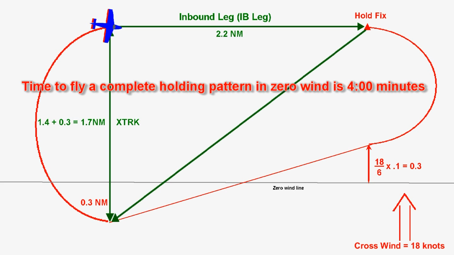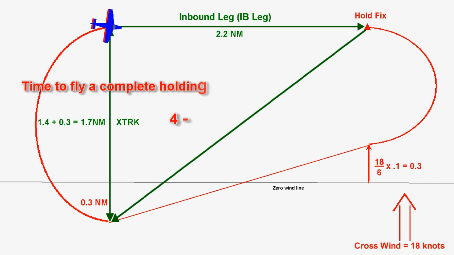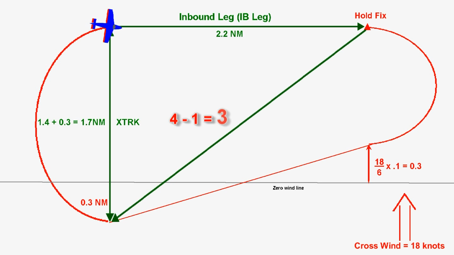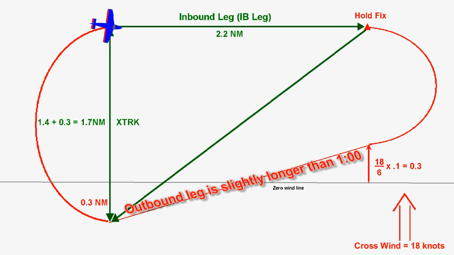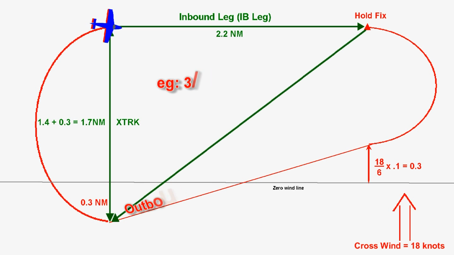To approximate the drift adjustment required on the outbound leg, estimate the amount of time it takes to fly the hold minus the inbound leg. In zero wind, that would be 3 minutes. In this case, that's roughly 3 minutes. Then divide that time by the time it takes to fly the outbound leg. In this case, the outbound leg will be a smidge longer than 1 minute, as you should be able to see by just looking at it.